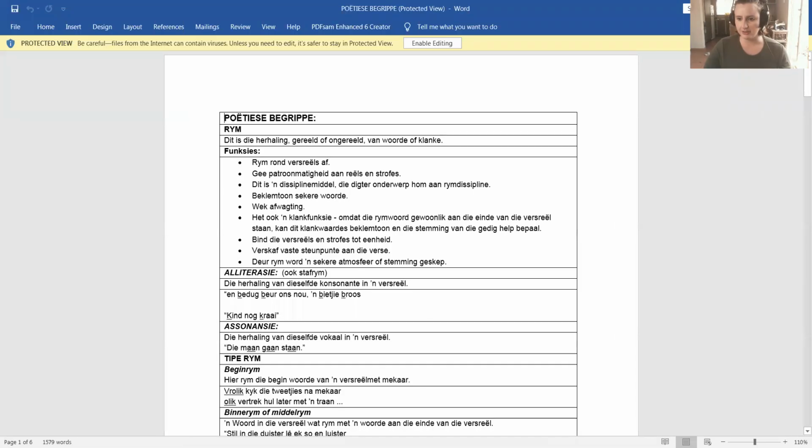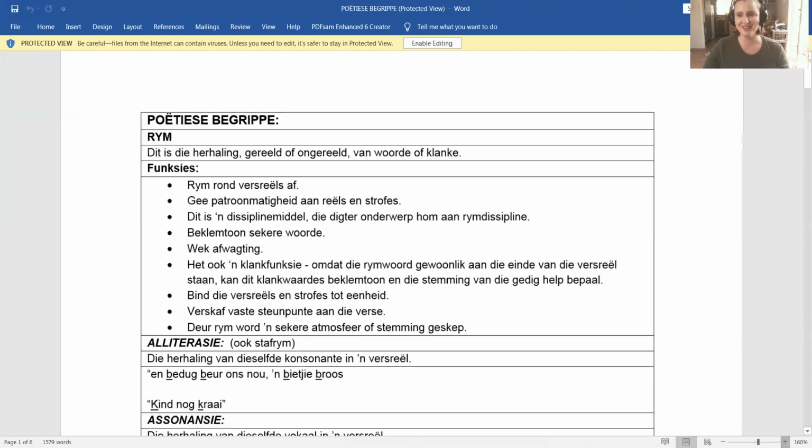So I am going to share my screen real quick. There we go. And I'm just going to make it a little bit bigger because I've realized it's a little bit difficult to see when it's so small.